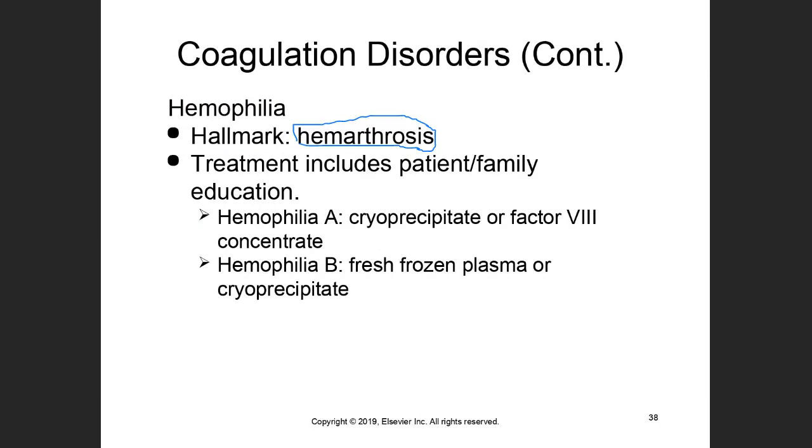Okay, how are those patients going to present? With inflammation, swelling of the articulation. Okay, they are going to have swelling of the articulation, and when you tap, meaning you put a needle in, you're going to get blood. Treatment includes patient and family education. Hemophilia A, you have to give factor 8, and hemophilia B, you have to give factor 9. Okay.